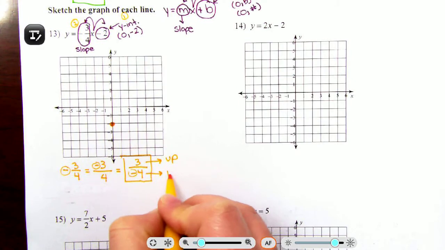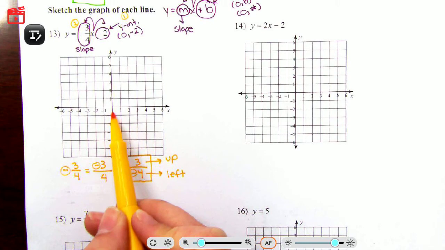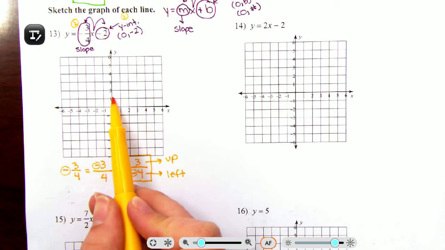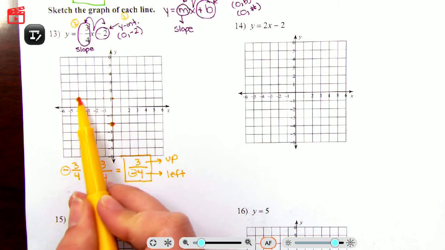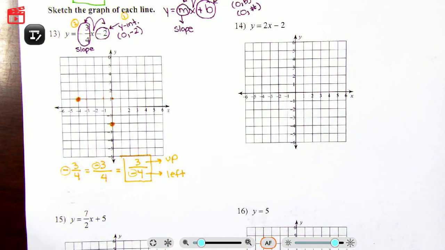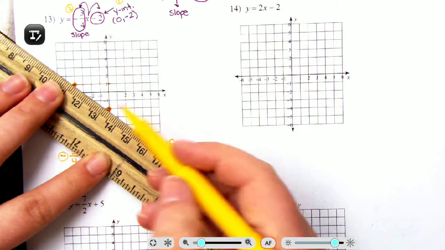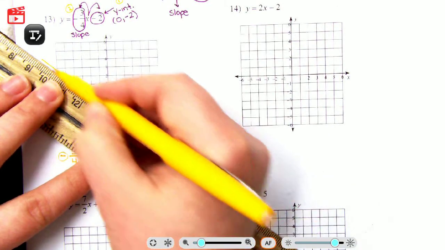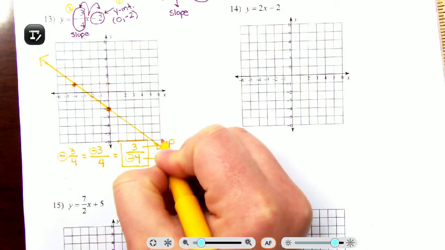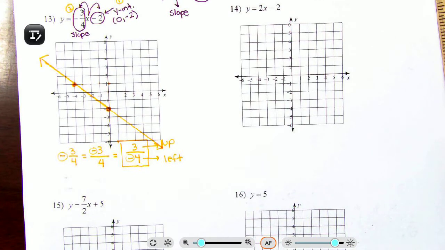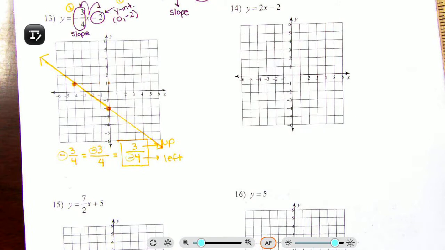This is negative, that means I go left. So now I'm here, so I'm going to go up 3, 1, 2, 3, and I'm going over to the left, 4 jumps. 1, 2, 3, 4. Then you're going to put a point there. Take your ruler, line it up. And sketch a line. Now you want your line to be pretty decent in size. You don't want to give me just a little tiny line. Make sure it goes all the way through the little coordinate system that they gave you.